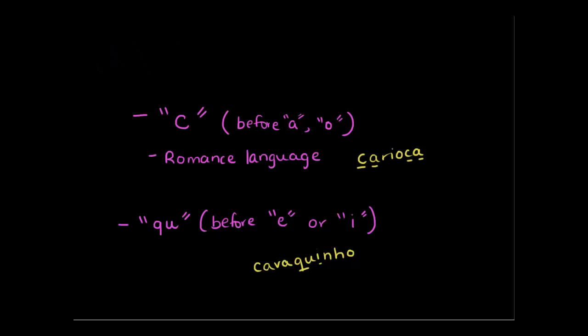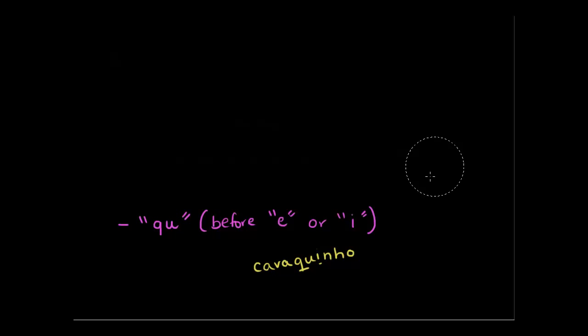And now we can look at another pretty simple sound in Portuguese, which is the F sound, written with an F. The rule in Portuguese is very simple. It's usually going to be spelled just with an F. So usually it's going to be an F.